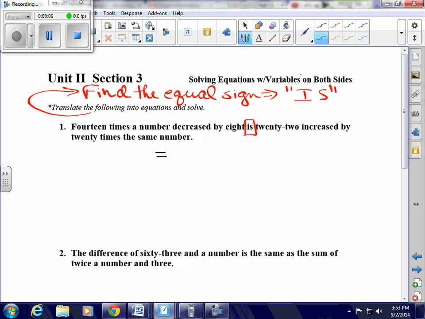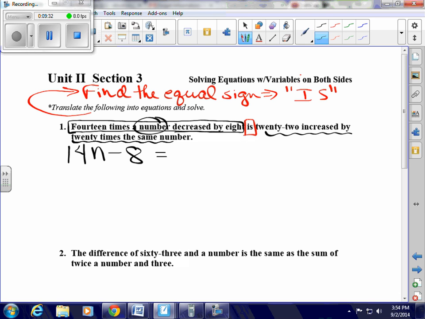Let's see what we have before the equal sign. I have 14 times a number decreased by 8. That needs to be translated into an algebraic expression. 14 times a number. Well, let's use n as our number. And 14 times that would be 14n. Decreased by would be a minus sign, and minus 8 equals what? 22 increased by 20 times the same number. 22, increased by would be plus 20 times the same number. So 22 plus 20n.